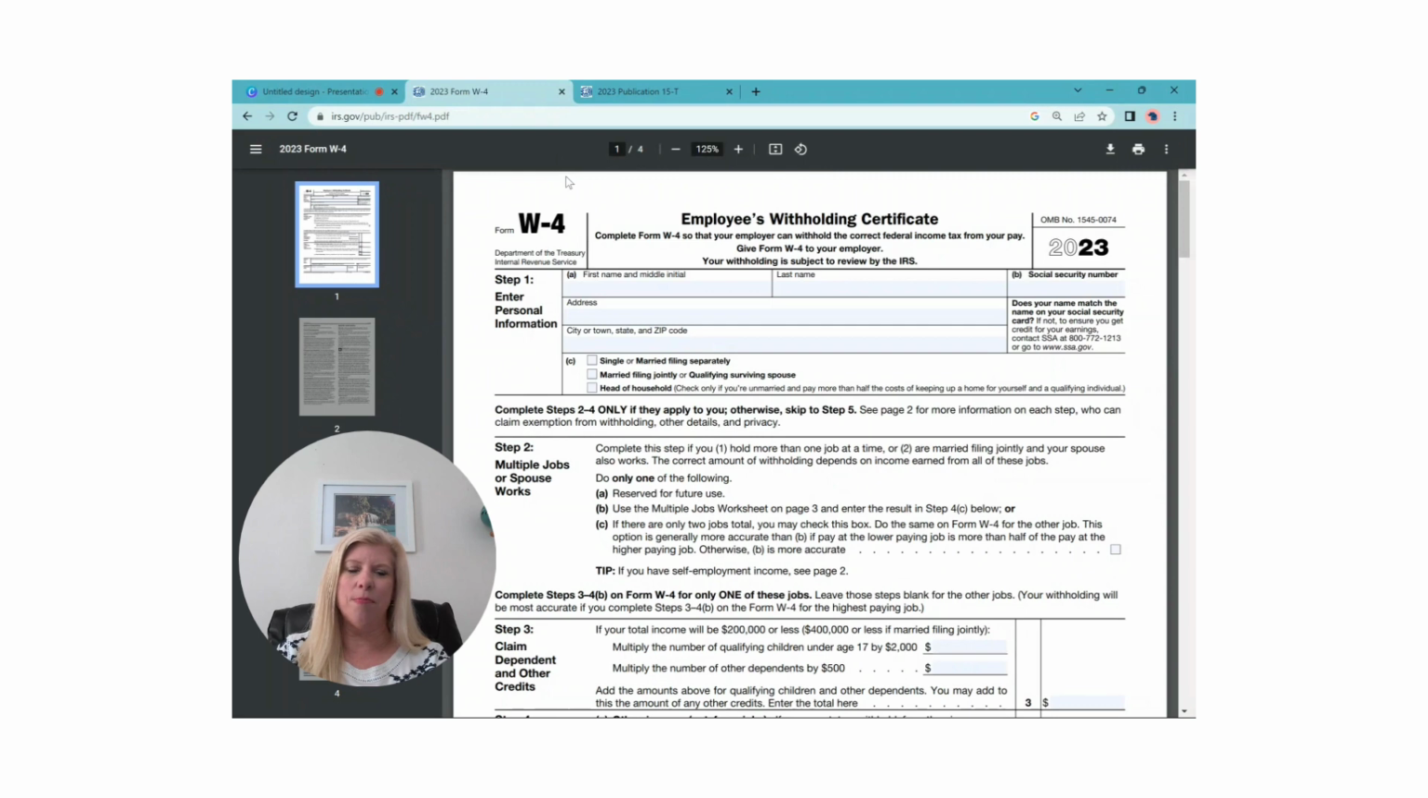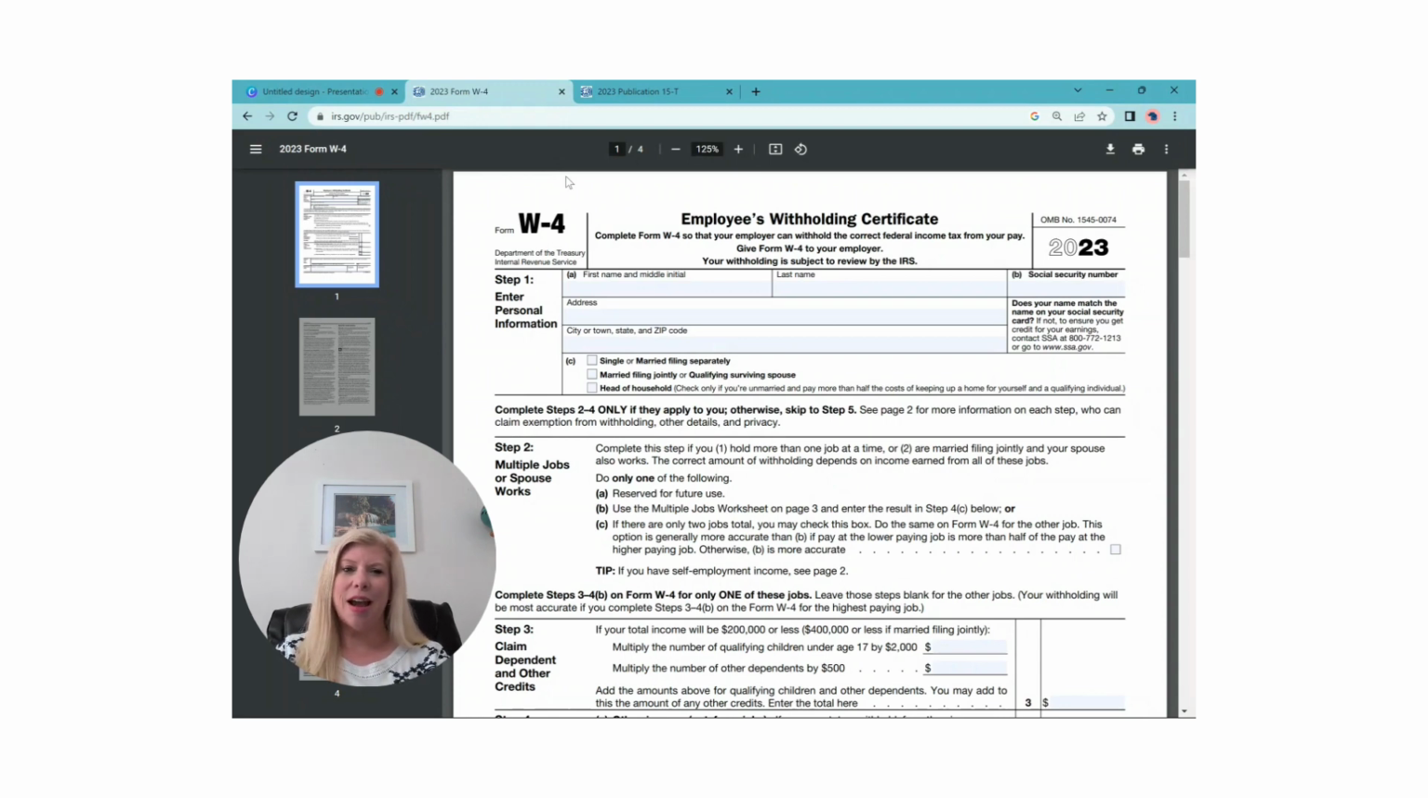to this form. So if you've had a W-2 job in the past, or if you've been an employer, you've seen this W-4. Every time you get a new job, you have to fill this out for your employer. What it does is it tells their payroll system how much withholding to take out of each of your paychecks each week.